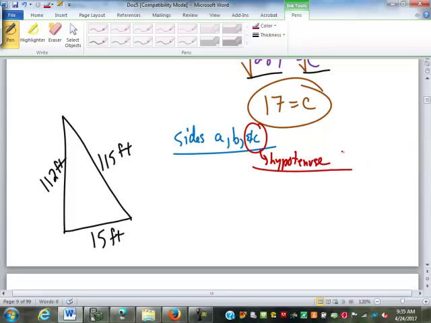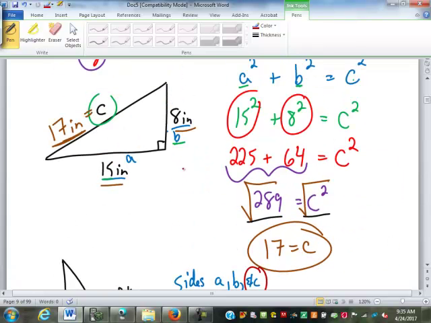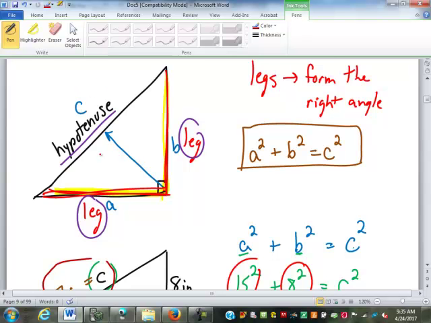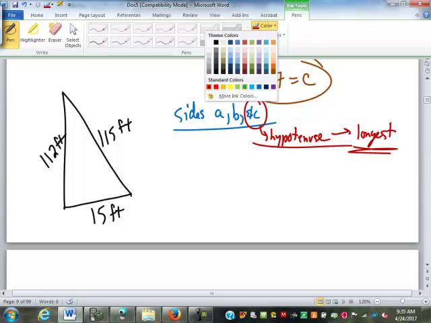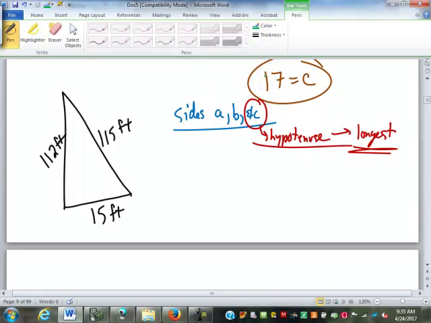The hypotenuse is always the longest, right? If I go up here, the hypotenuse was 17, that's the longest side. I guess I didn't do an example there, but the hypotenuse will always be the longest side. So here, what is the only side that could be the hypotenuse? The 115. So that has to be side C. The other two have to be sides A and B, and it doesn't matter which one's which. So I'm just going to go A and B.